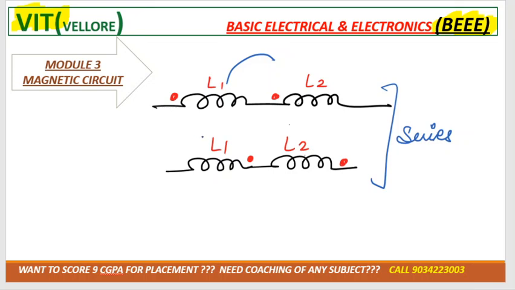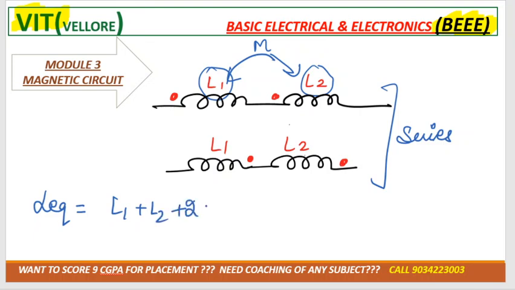And there must be a self inductance. Self inductance is denoted by L1 for the first inductor, and self inductance for the second is denoted by L2. But there must be a mutual inductance between these two inductors because they are connected in series, right? So if we want to calculate L equivalent, the total equivalent, then its formula is L1 plus L2 plus 2M. L1 is for the self inductance, L2 is for the self inductance, and M is for the mutual inductance.